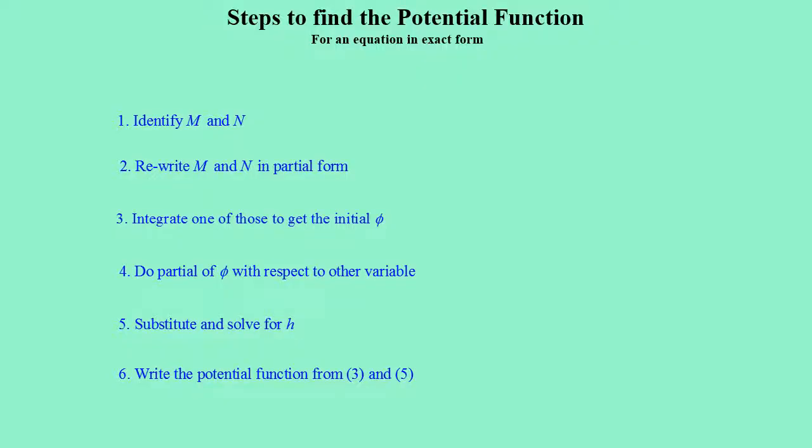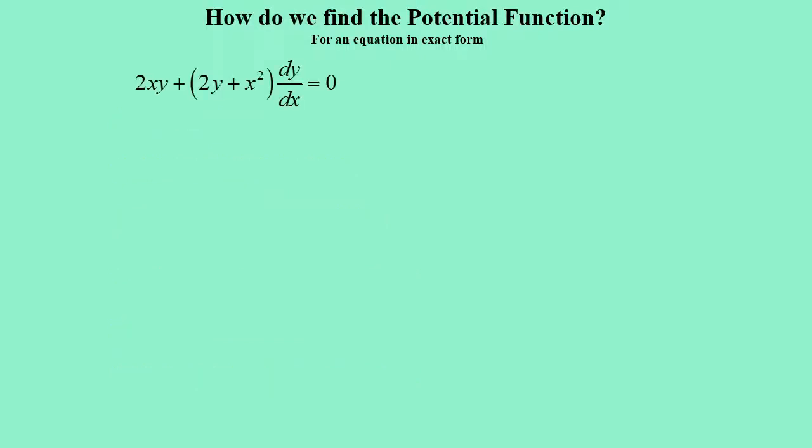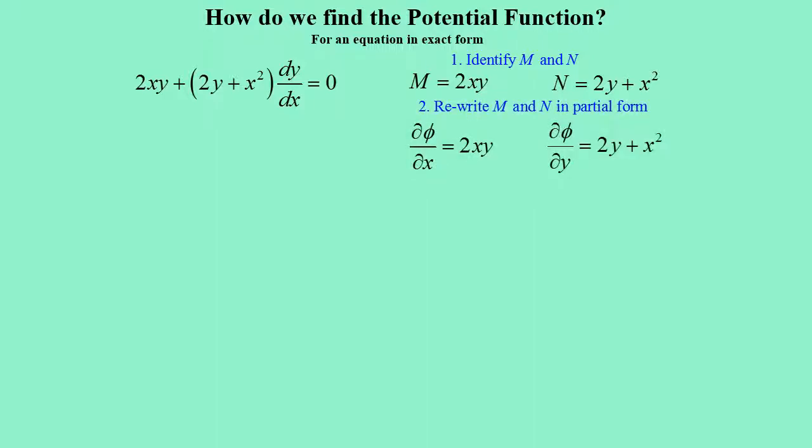So here are the steps for finding the potential function. I'll show you how to use those. So let's take this differential equation, which is in exact form, and see how we go about recovering the potential function. Well, it's based on the idea that the M is the partial of the potential function with respect to x, and the N is the partial of the potential function with respect to y. And so we're just going to write them in partial form.